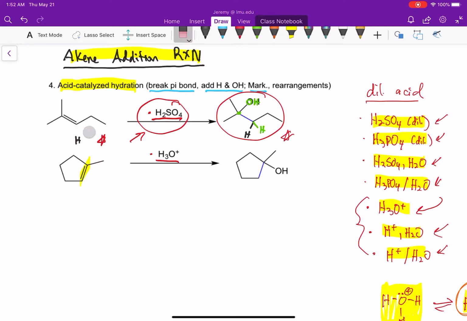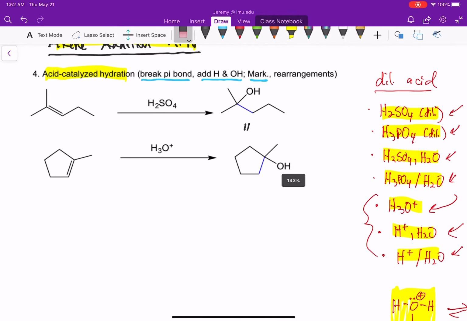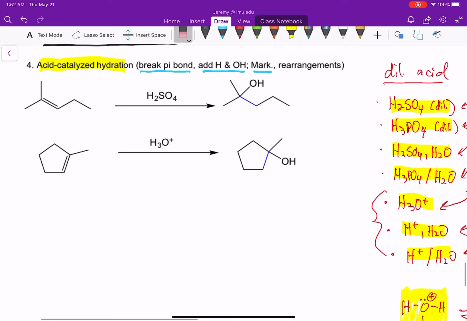So let's clean this up a bit. The mechanism for both of these examples is going to be the same. I'm going to do the mechanism for the bottom example here, all right? So when we have H2SO4 or H3O+, we can just think of this as having an H+ and water. And this makes our mechanism a little easier to do.